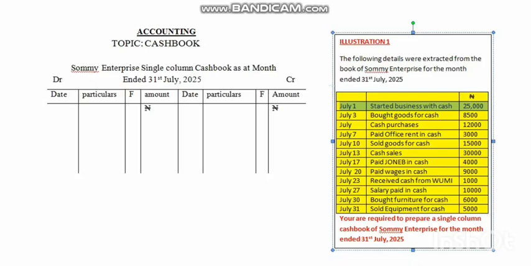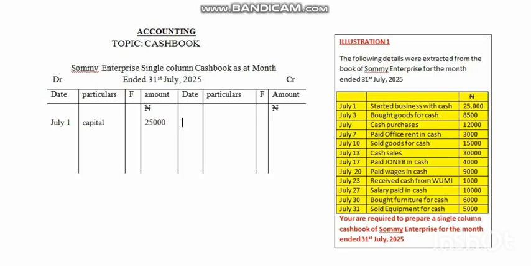So you write the date of the transaction. What happened on 1st July? You write 1st July. Then the owner started business with cash. So he started business with cash, which is what? Capital. The money he used to start up a business is called capital. So you write it under particulars. You write capital. So the capital of how much? The capital of 25,000 naira. You write the amount, 25,000 naira. Then what happened again?